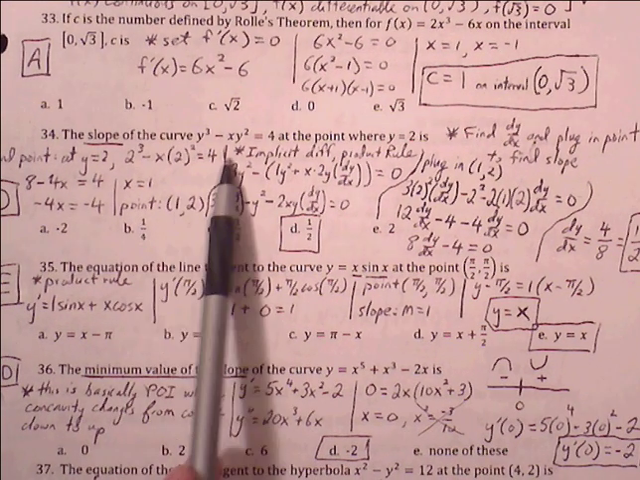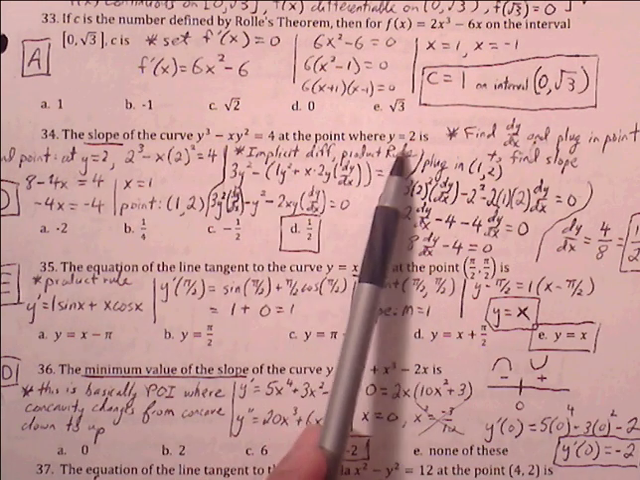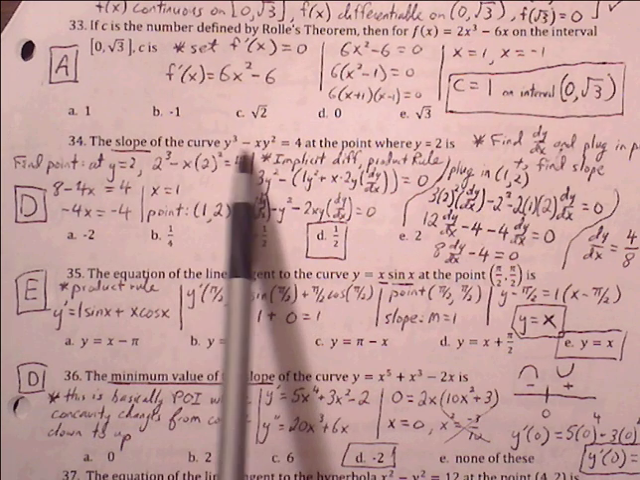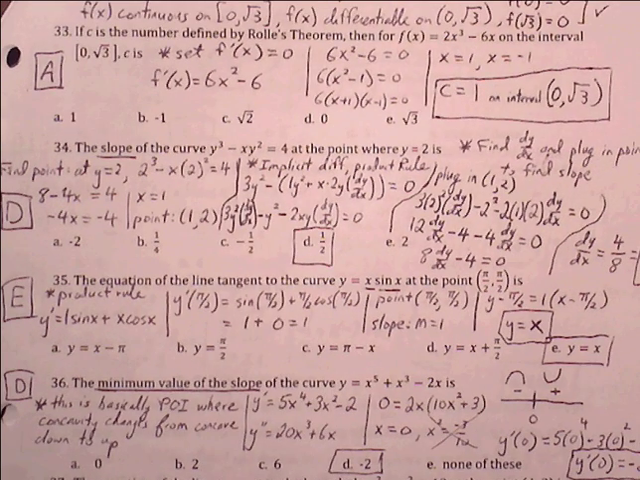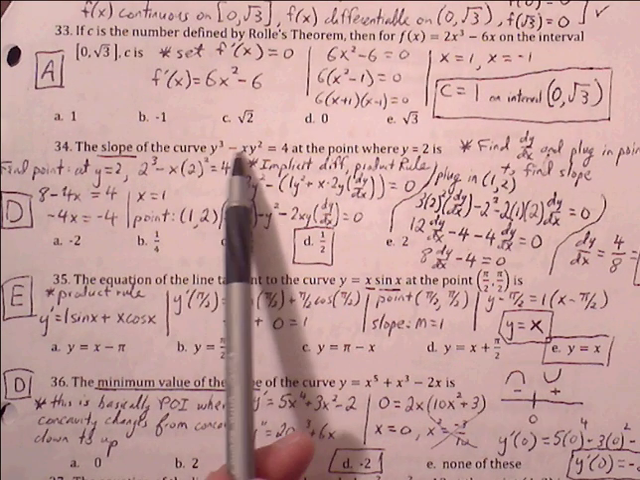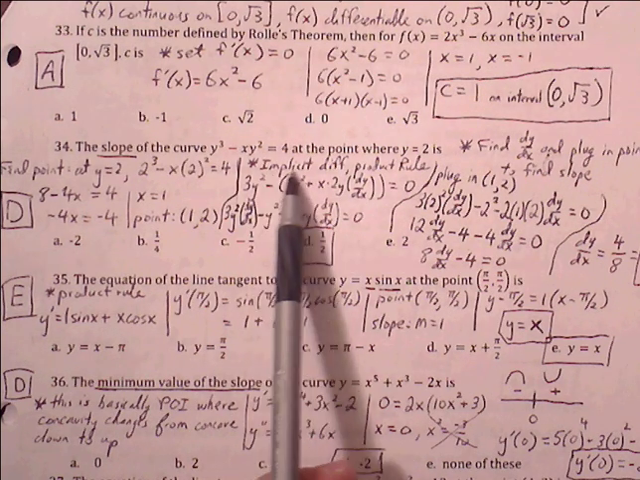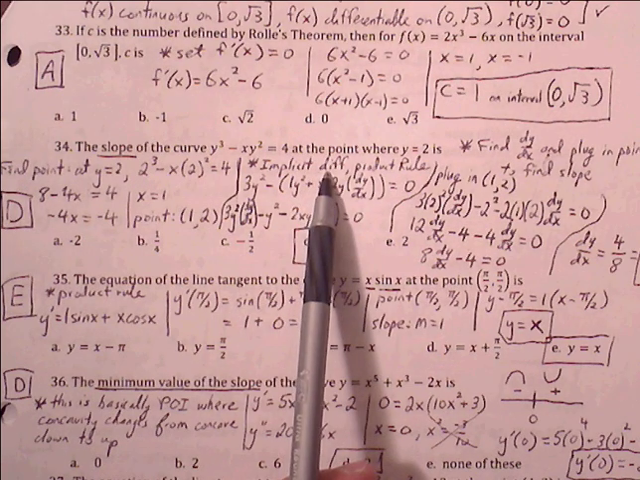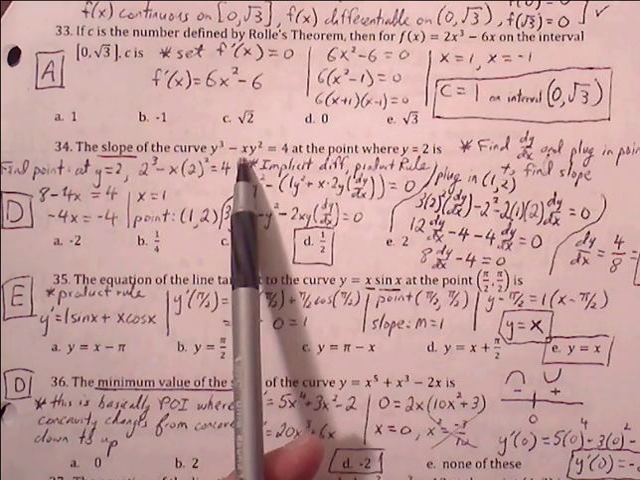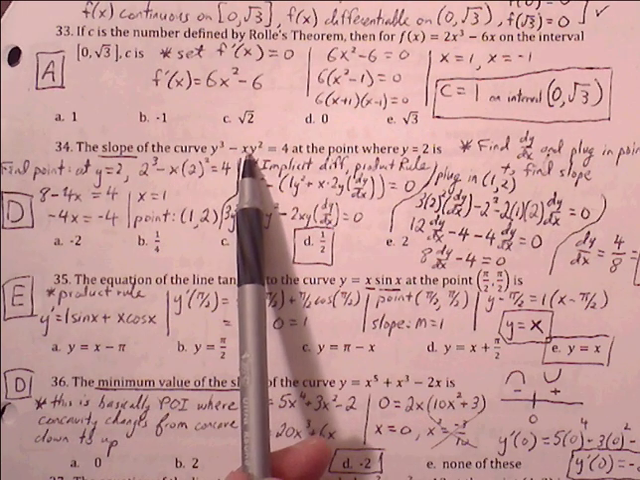Problem 34: the slope of the curve y cubed minus xy squared is equal to 4 at the point where y is equal to 2 is. So we're trying to find the slope of this curve, so we have to go through the derivative. But notice that the y variable is mixed into the equation, so we have to use implicit differentiation. And also the product rule, because x and y squared are two separate factors related to one another by multiplication.